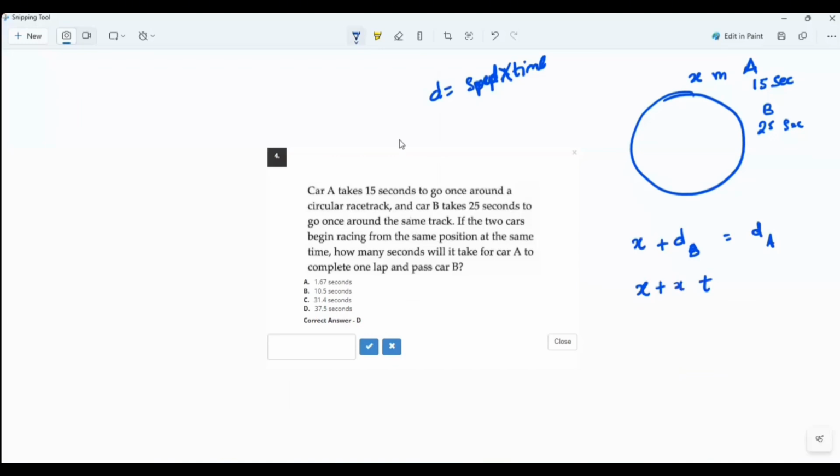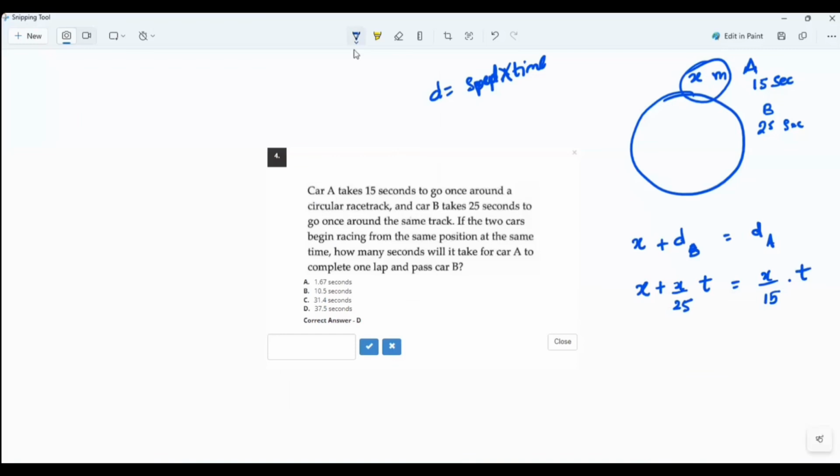X divided by 15. No, X divided by 25 for car B, because it takes 25 seconds to travel X meters. So what is the speed? Distance over time. The speed is equal to distance over the time. That will give you the speed, and then you multiply that by time.